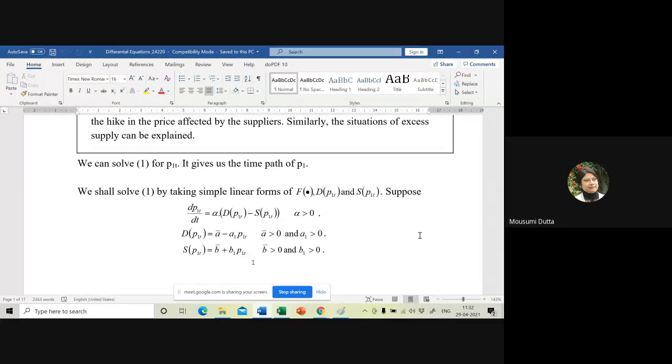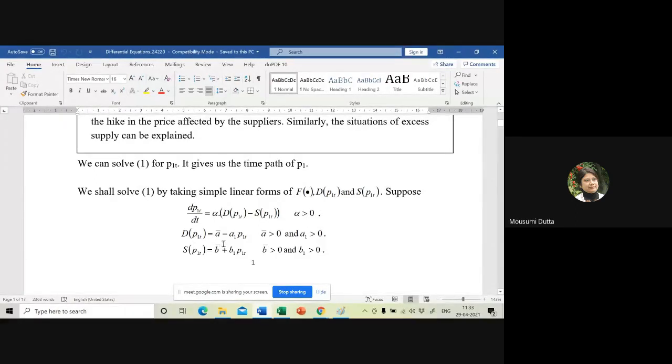So suppose dp1(t) by dt is equal to alpha into d as a function of p1(t) minus s as a function of p1(t), where alpha greater than 0. So instead of f, now I am bringing alpha, where alpha is positive, because f prime is greater than 0. I need the change in price with respect to change in time to be a positive function of excess demand. So I'm considering alpha to be positive.